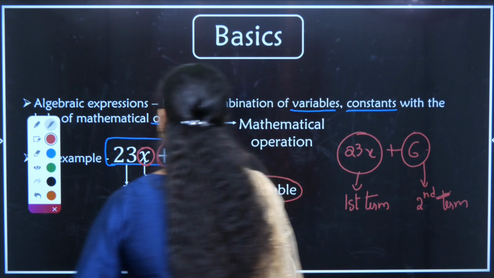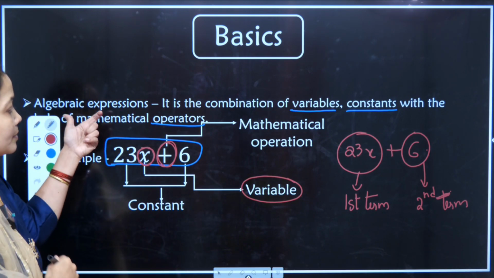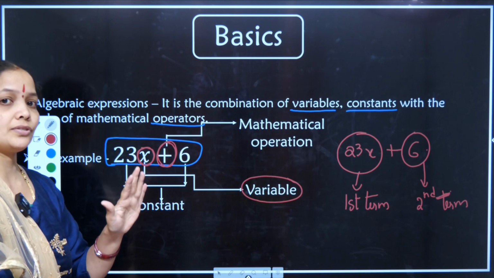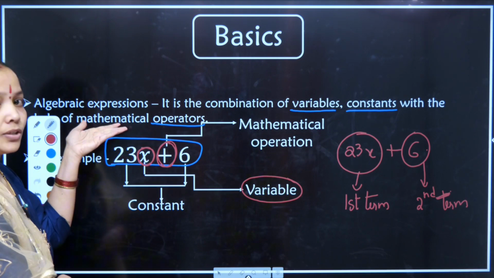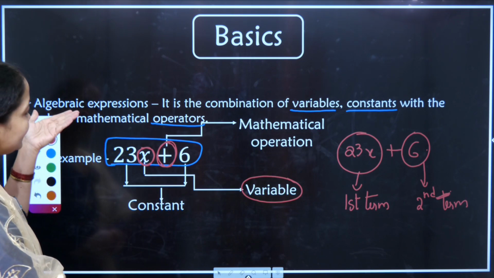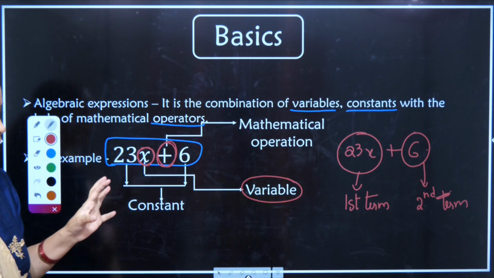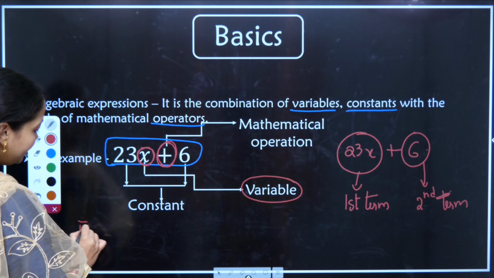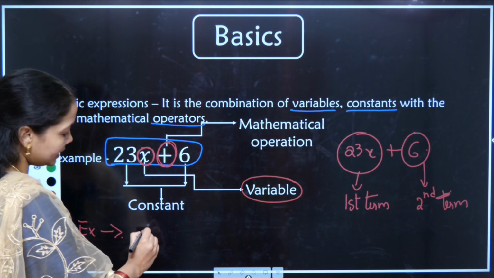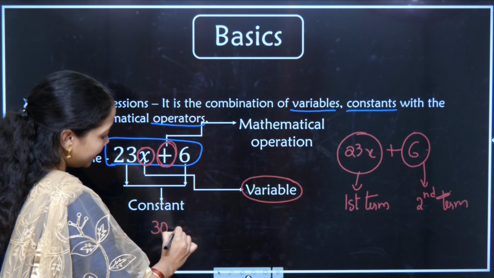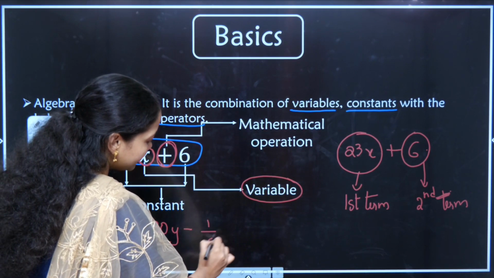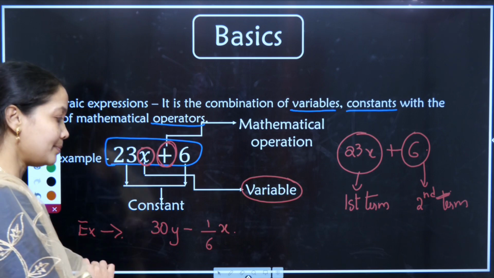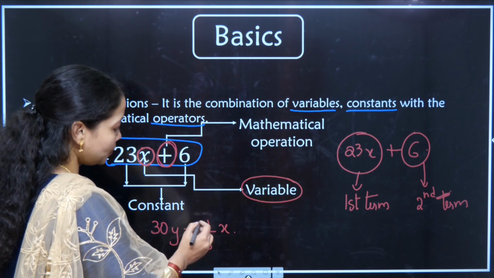So when I have to understand an algebraic expression, see, we are not at all speaking about a polynomial. The chapter is based on polynomial, but first of all we are trying to make you understand about algebraic expression. Quickly rewinding, what is an algebraic expression? Any equation is given. Let us take one more example. If I have an equation called 30y minus 1 by 6x. This is an algebraic expression in which I have two variables.